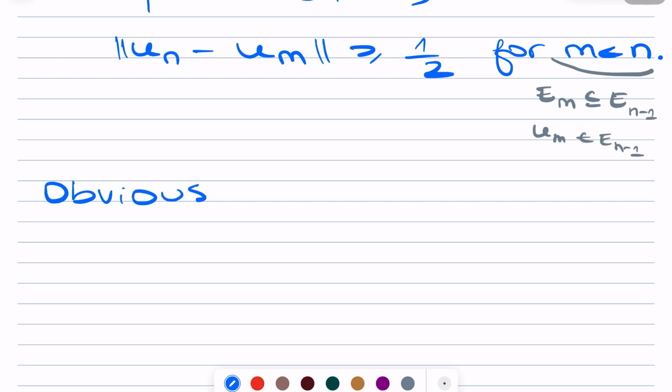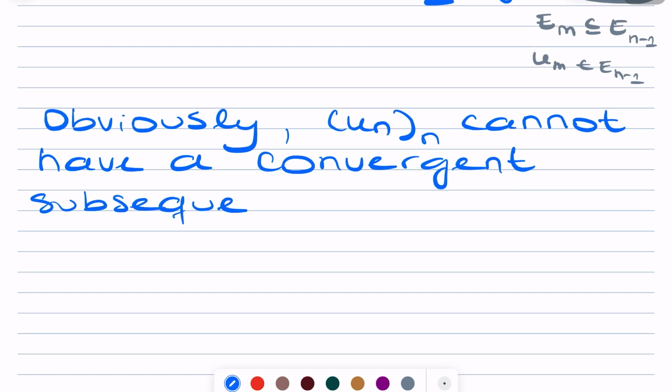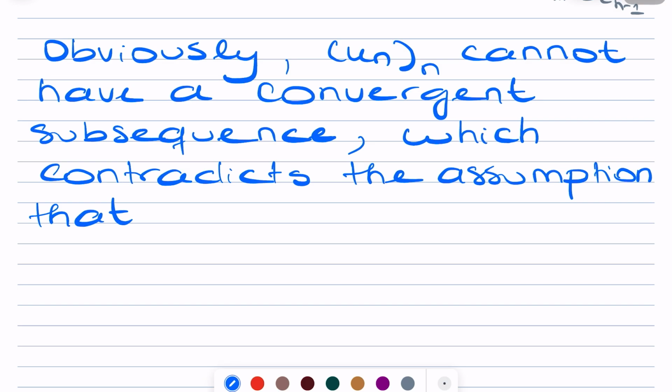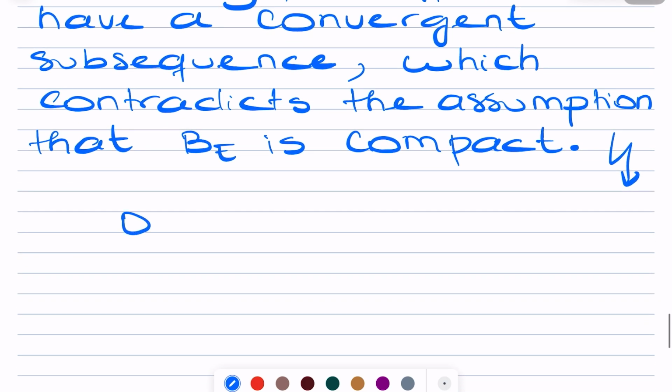Obviously, because the norm of un minus um is greater or equal than 1/2, un cannot have a convergent subsequence, which contradicts the assumption that the closed unit ball is compact. So with this we end the proof.